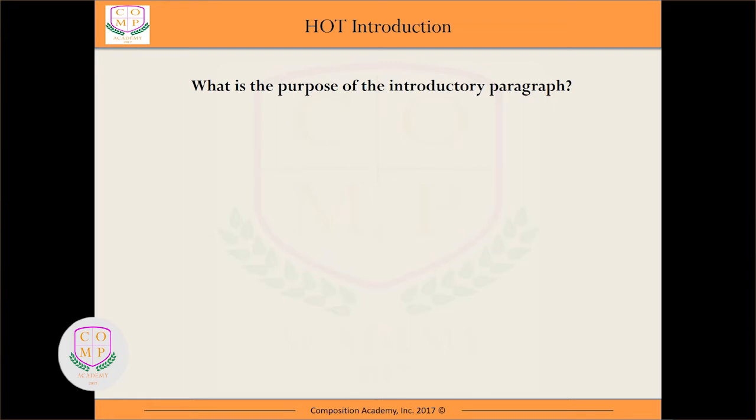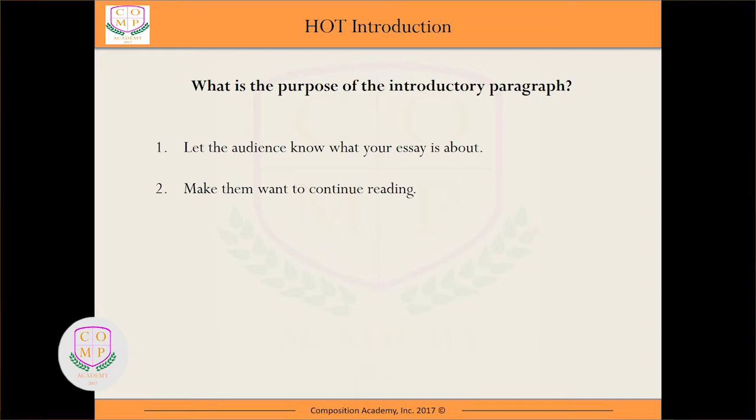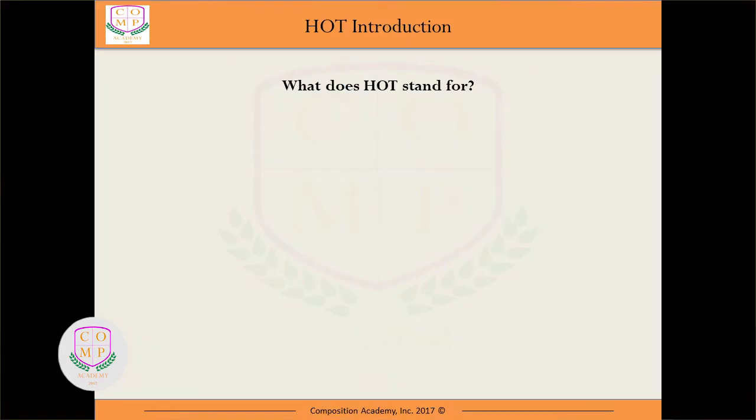And that's the basic purpose of your introductory essay. Let your audience know what your essay is about and make them want to continue reading. If you can do those two things in the beginning, you're off to a great start. What does HOT stand for?